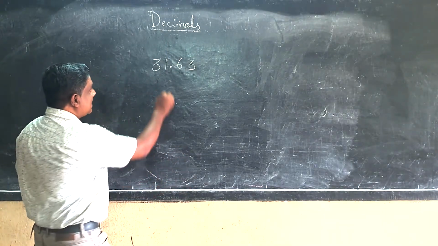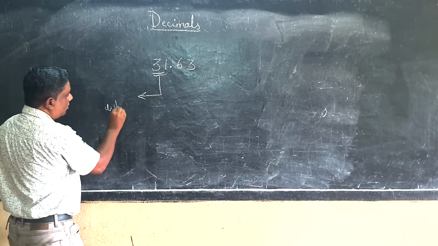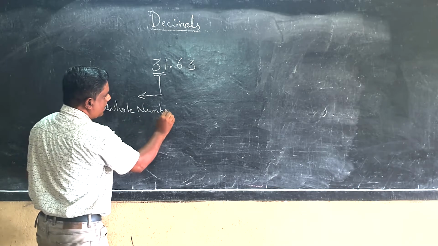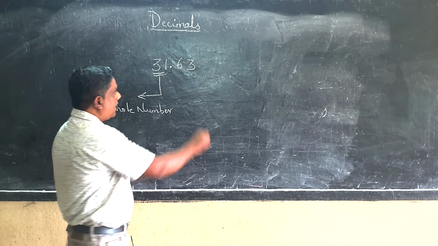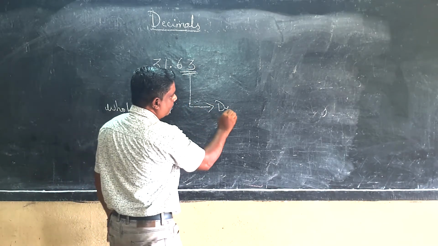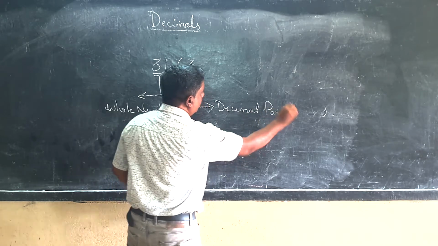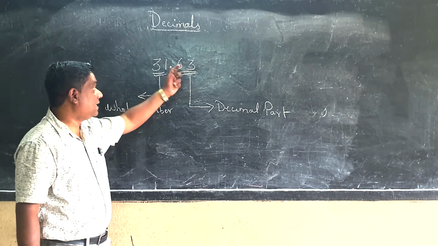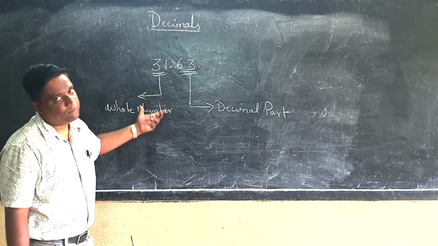So what is this 31? 31 is a whole number, or you can say whole part. And this 63 is said to be the decimal part, and this 31 is said to be the whole part or whole number.